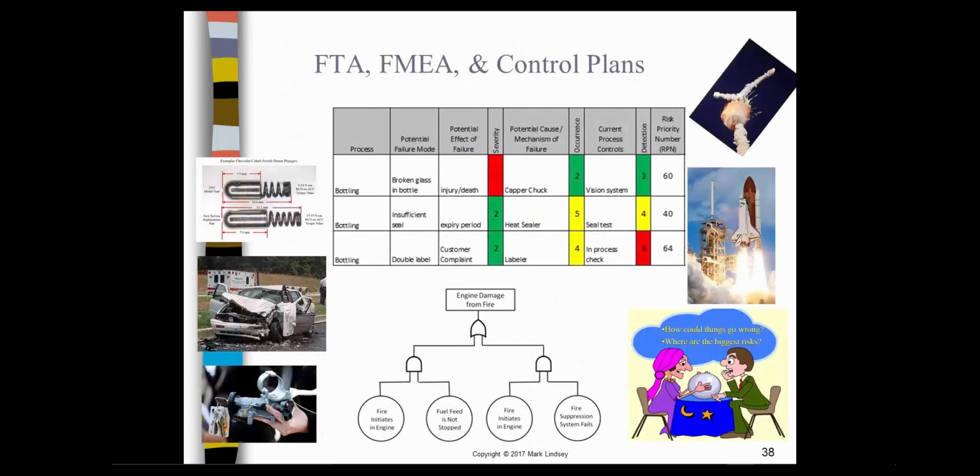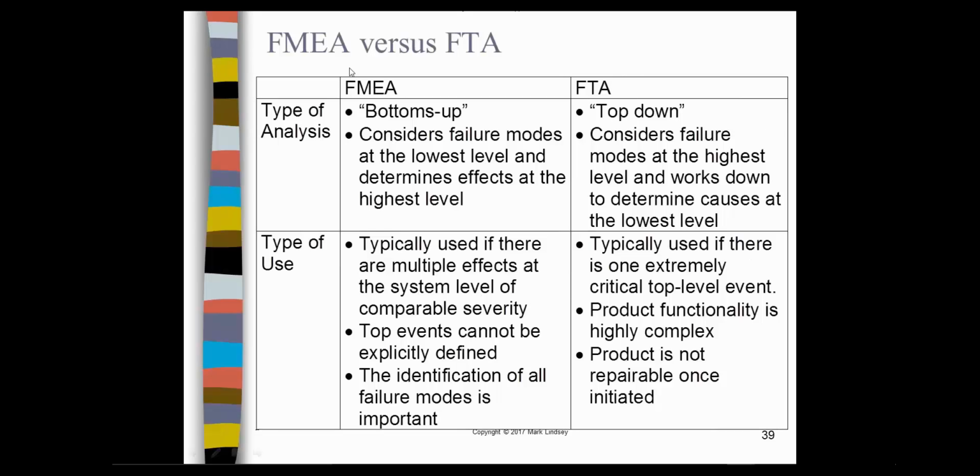So we'll be covering some of these, starting here with the FTA, FMEA, and control plans. So contrasting between an FMEA and an FTA: your FMEA is a bottoms-up approach, considers failure modes at the lowest level, and determines effects at the highest level. Whereas the fault tree analysis is a top-down approach, considers failure modes at the highest level and works down to determine causes at the lowest level.